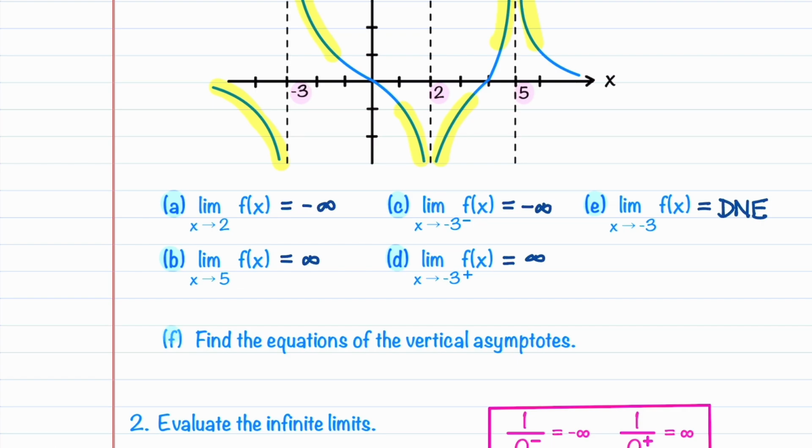We have one more part, and this part asks us to find the equations of the vertical asymptotes. I always like to ask students this because I think it's just good practice. Notice that we have a vertical asymptote at -3, at 2, and at 5. And we can write the equations for these vertical asymptotes as x is equal to -3, x is equal to 2, and x is equal to 5. So just remember, any vertical asymptote can be written as x is equal to some number.